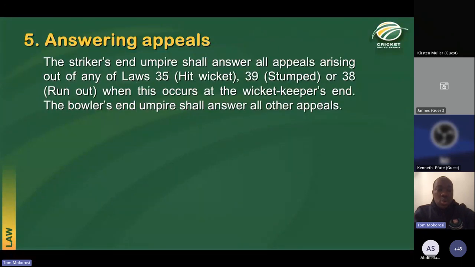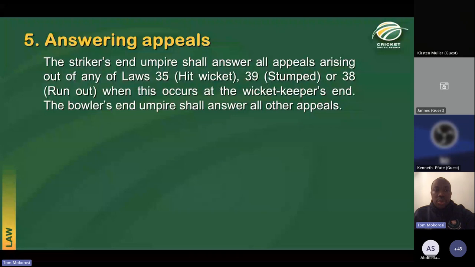So who answers which appeals? Let's start with the striker's end umpire, who usually stands at square leg, or as Abdullah mentioned in the first lecture, can also stand at point. The striker's end umpire shall answer all appeals arising out of law 35, hit wicket, law 39, stumped, or law 38, run out, when the run out occurs at the wicketkeeper's end. The bowler's end umpire shall answer all other appeals.